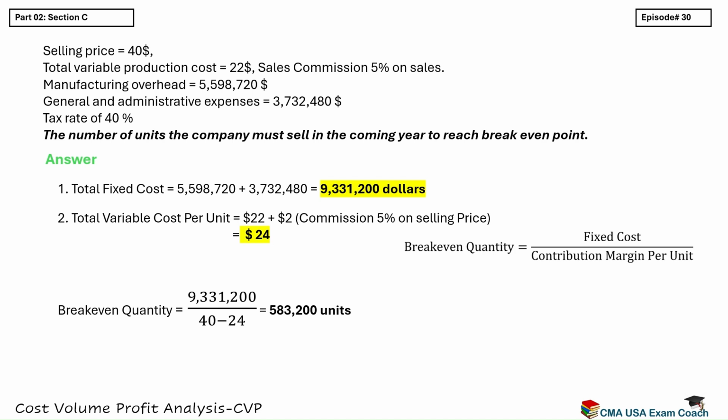That means at this level of sales, the contribution from each unit will exactly cover all the fixed expenses. There will be no profit and no loss. Also note, in break-even calculations, we ignore the effect of taxes, because there is no profit to be taxed when we are simply breaking even.